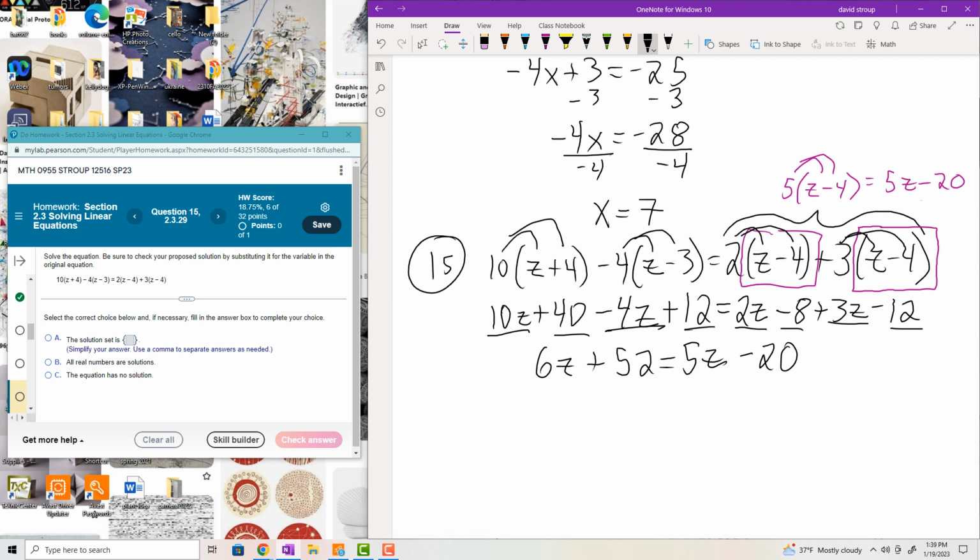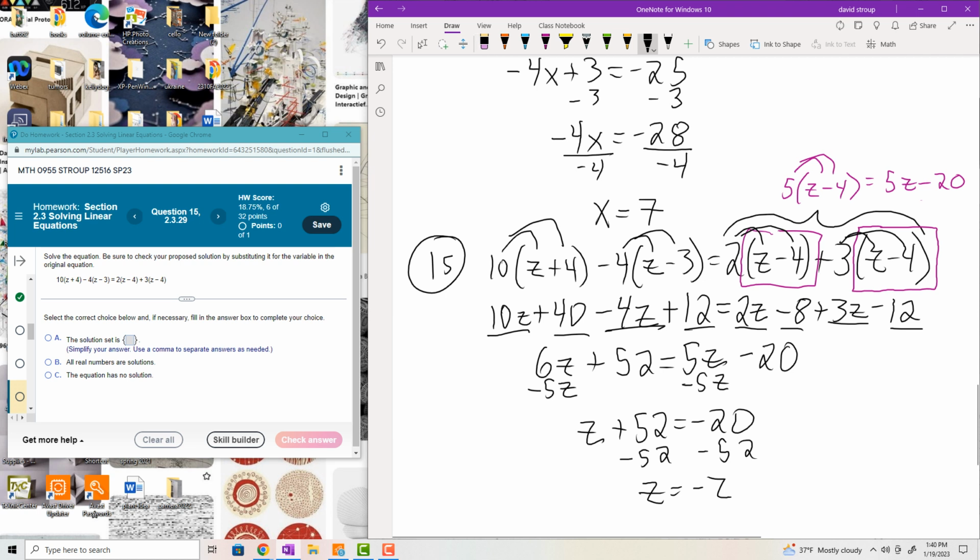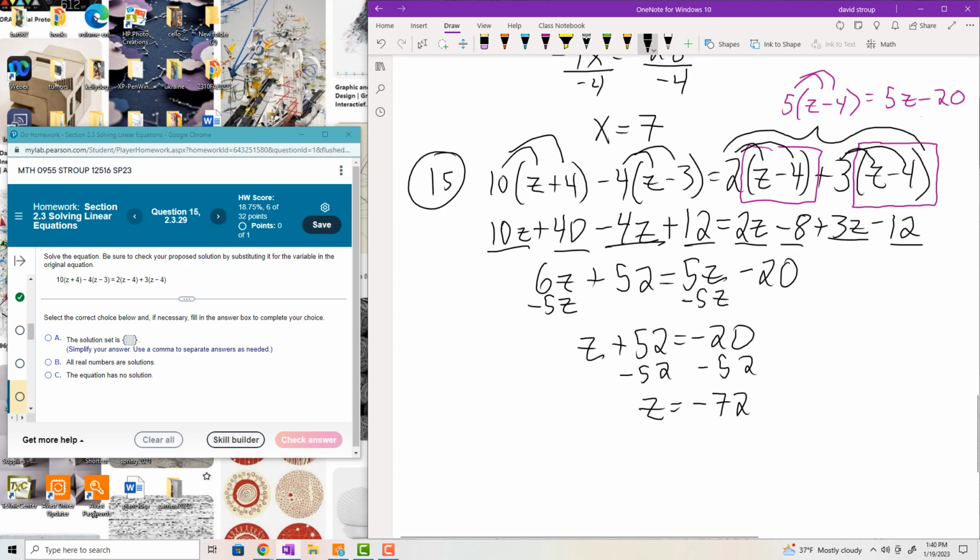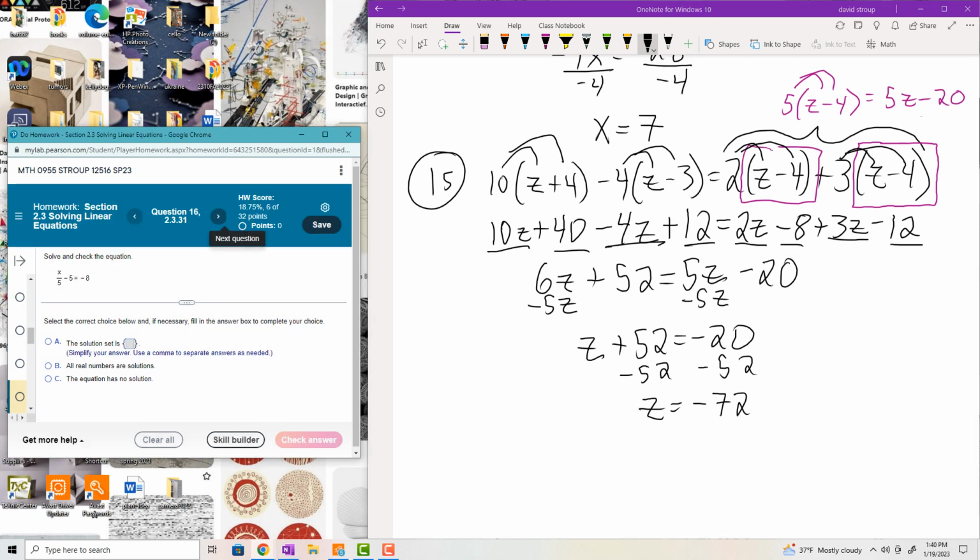So then I'm going to move the variables to one side, the constants to the other. So I'll start with the variable term. 6z minus 5z is 1z. And then I'm going to move the 52 over, and I get z equals negative 72, right? Okay. Let's find an eraser. Okay, great. So let's move on, see what else they have for us.